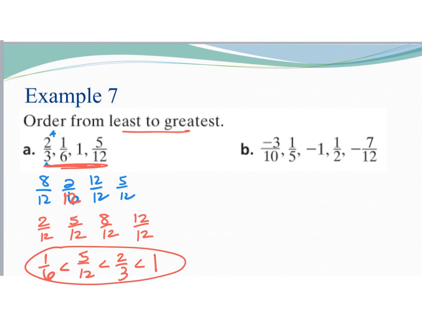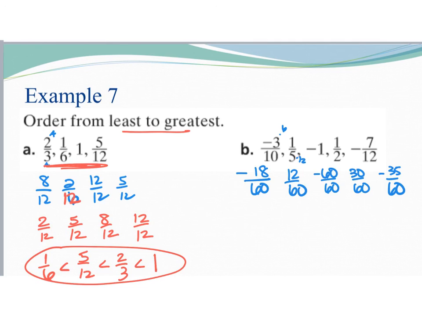For part B, my least common multiple of 10, 5, 1, 2, and 12 is going to be 60. So I'm going to have a negative, and I'm going to multiply this by 6, so negative 18/60. This I had to multiply by 12, so now I have 12/60. I have a negative 60/60. I have 30/60. And I have a negative 35/60.